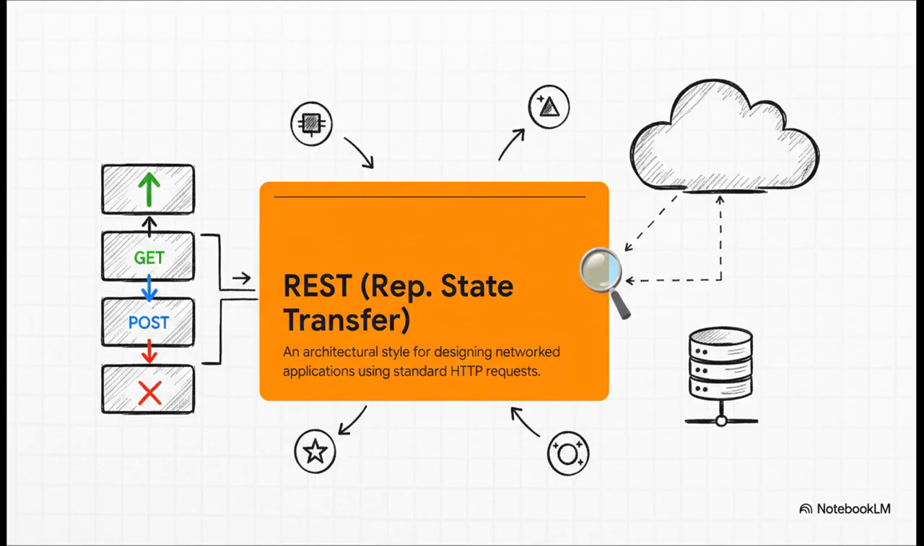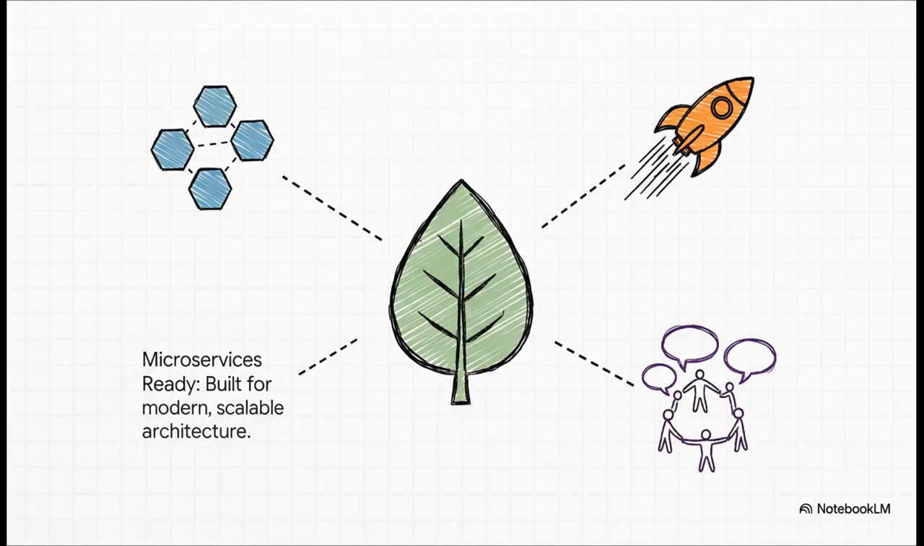That means the server doesn't hold on to any memory of the client from one request to the next. Every single request has to come with all the info needed to be processed, like a user ID or an auth token. And our power tool for the job? Spring Boot, of course.